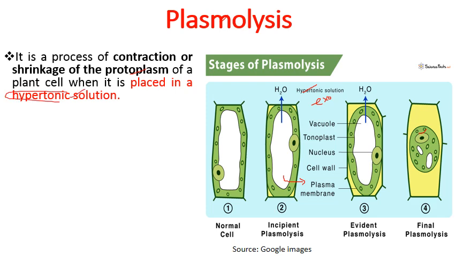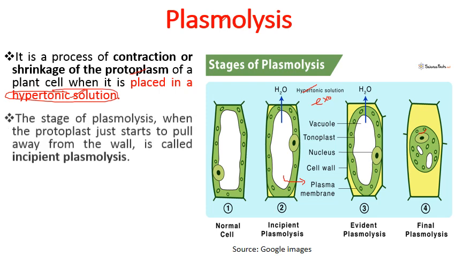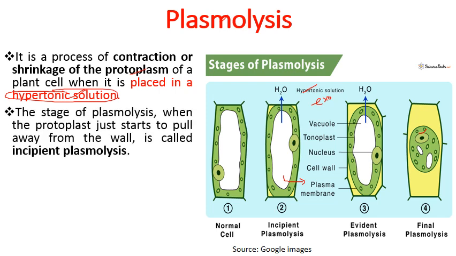Hypertonic means more concentrated solution. So the stage of plasmolysis when protoplasts just start to pull away from the wall is called incipient plasmolysis. So we can say simply the initial stage of plasmolysis, when the membrane from the side starts to detach from the cell wall. That initial stage of plasmolysis is known as incipient plasmolysis.